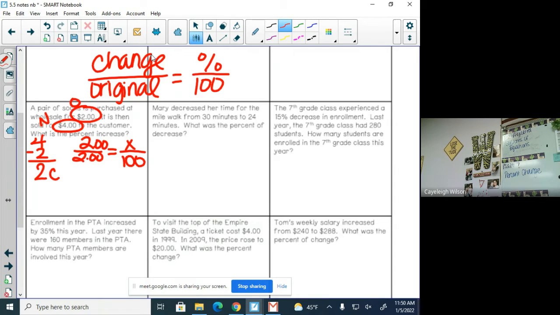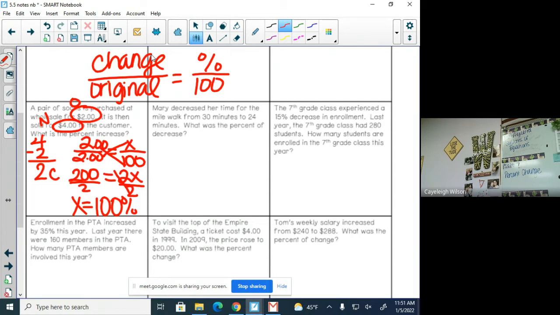All right, so once we get our percent proportion set up, we're going to cross multiply just like we've done with all of them. So $2 times 100 is 200. And then $2 times X is just 2X. Divide by 2. And we found that it increased by what percent? 100%. Which makes total sense.